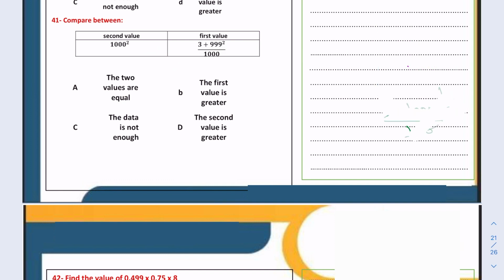Remember, focus on the target of the question. We need to compare between the two quantities, not to find the value of the other fraction.